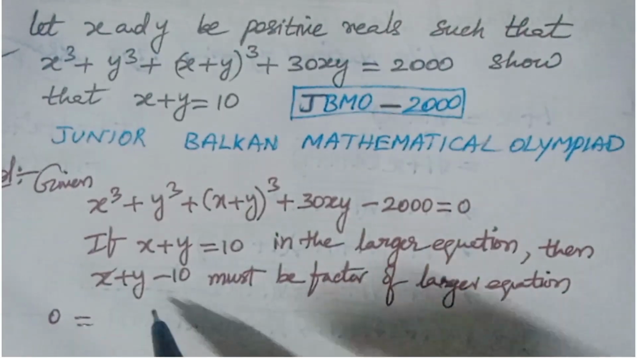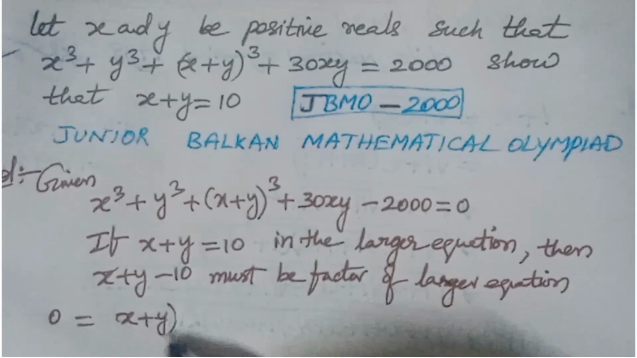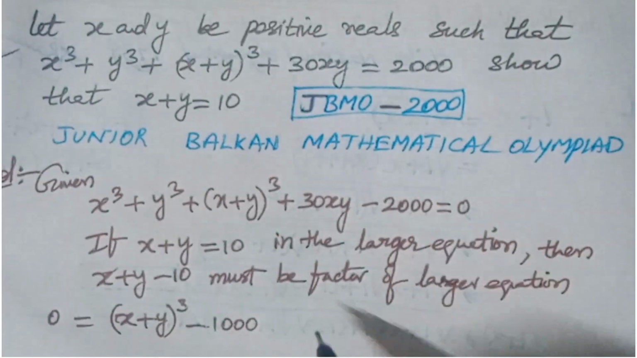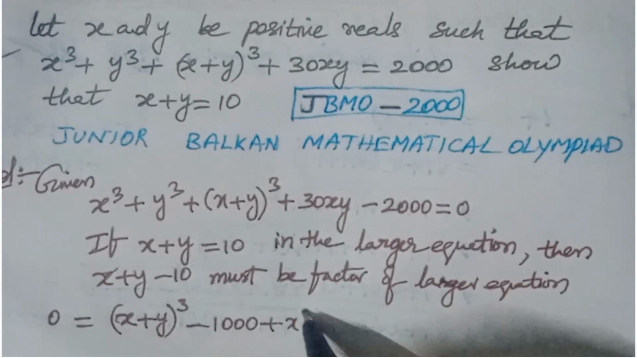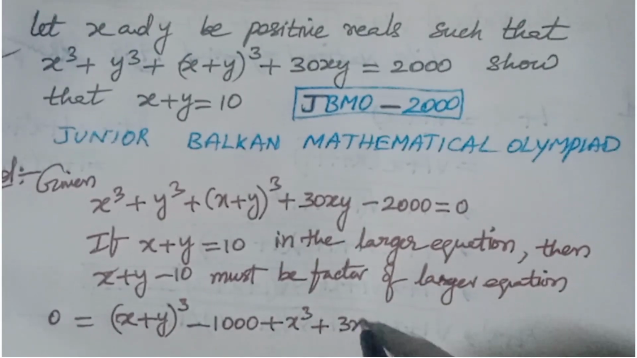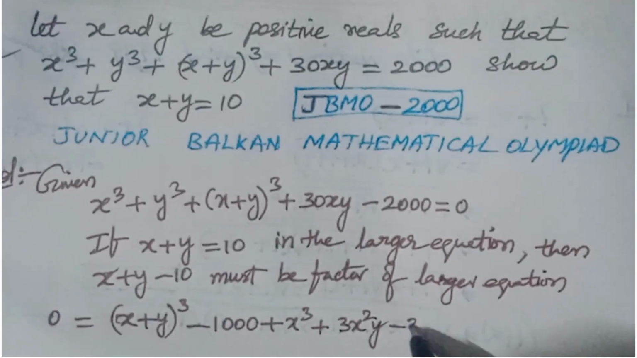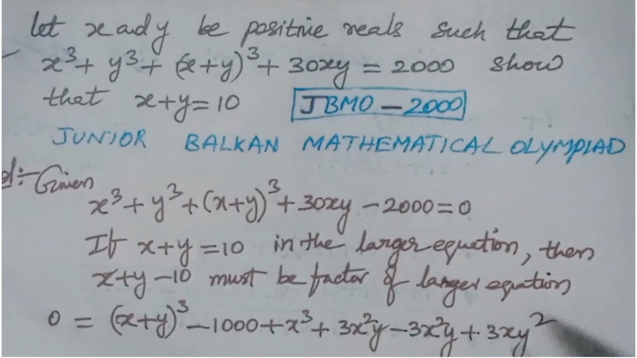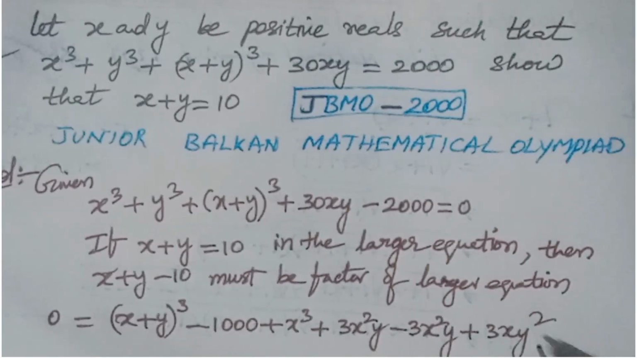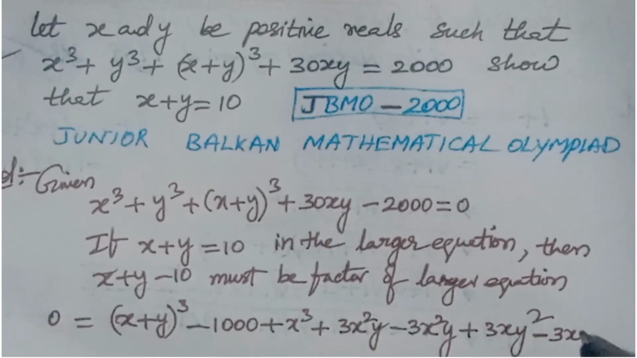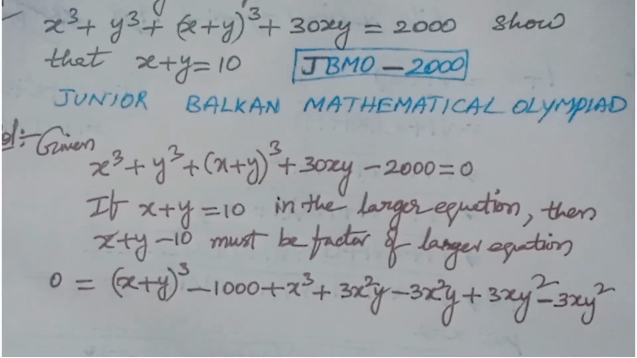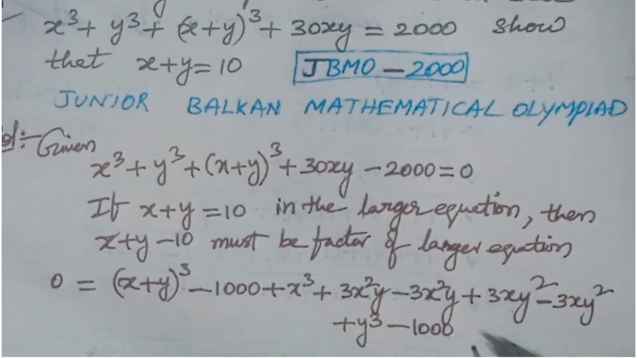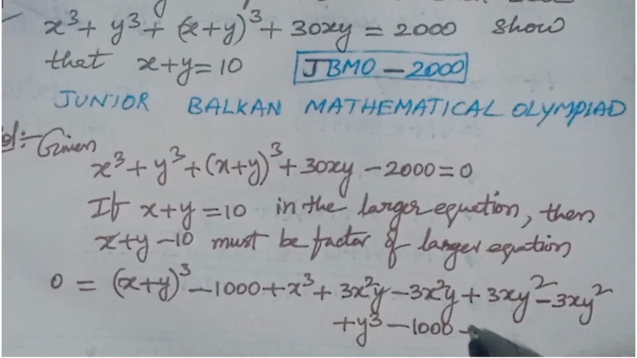So here I am writing in reverse order. 0 equal to (x plus y) whole cube minus 1000. 2000 I am writing in two parts, plus x cube plus 3x square y minus 3x square y plus 3xy square, adding and subtracting some terms, minus 3xy square plus y cube minus 1000 plus 30xy.